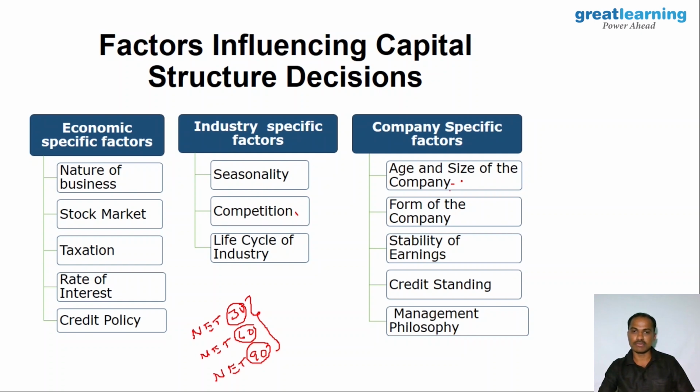The form of the company depends on the nature of the company. If it is a single owner company, a sole trading company, they'll have their own preferences. If they have partnerships, they'll have their own preferences. If they join a company, they'll have their own preferences.